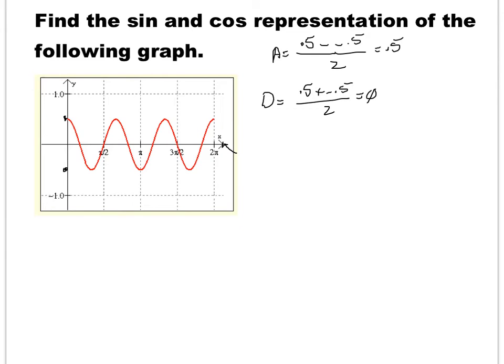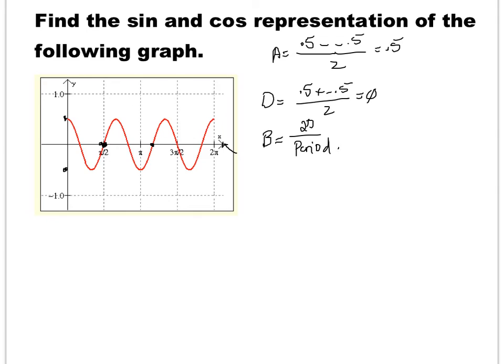So I have A and D. Now I have to find B. To find B, I know that period and B are related with this formula. Now, looking at this graph, I have to find what exactly is the period here. So I'm going to pick 2 points here, which hopefully are going to help me find the period. So I'm going to pick this point, which is pi over 2, and this point. Okay? And I'm going to find what exactly is the period.